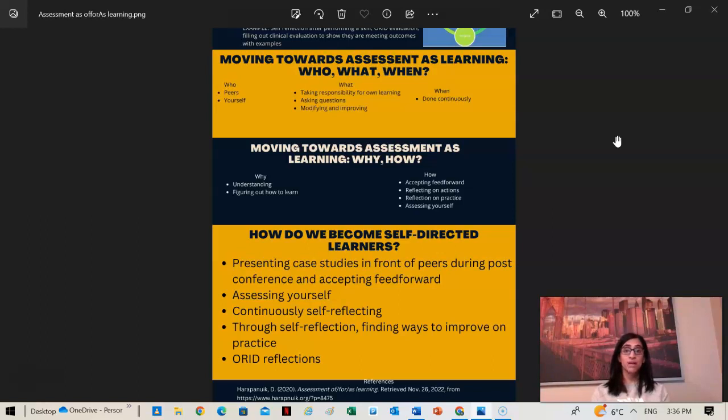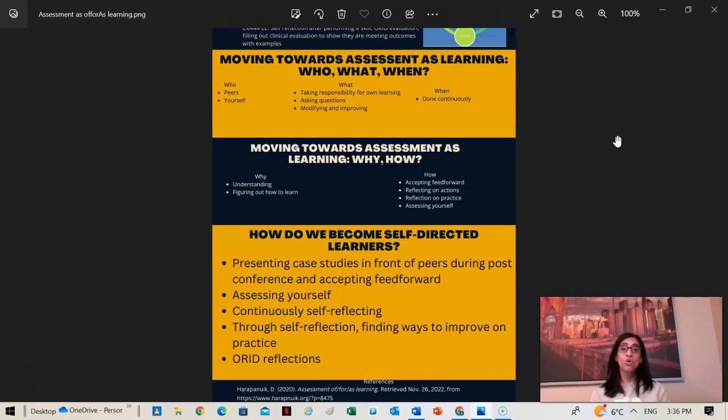And this can also be done by using ORID reflection. So if something occurred in the clinical setting and they weren't quite happy with what happened, getting them to reflect on that using ORID to see how they can improve, because the whole purpose of this is to help them become better nurses, so that when they do eventually finish the program and they are practicing on their own, they're still doing this reflecting on situations when they come across patients.